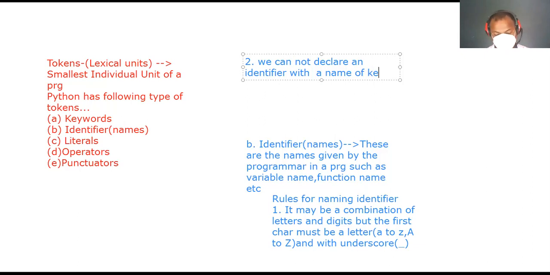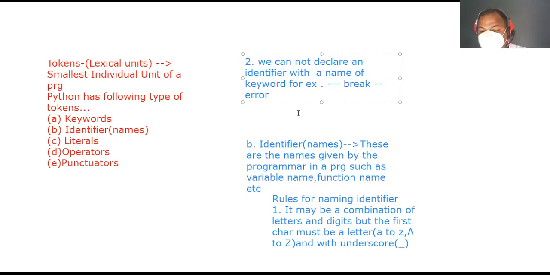For example, we cannot take an identifier name such as break. It will generate an error. So we cannot declare an identifier with the name of a keyword. So these are some rules, and it cannot contain special characters other than the underscore. Only underscores are allowed. I think that is sufficient.